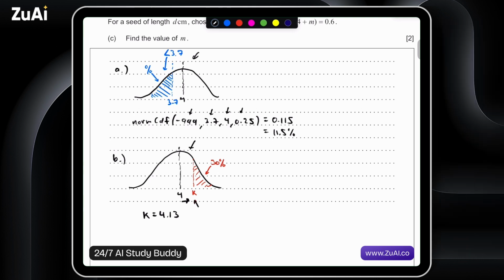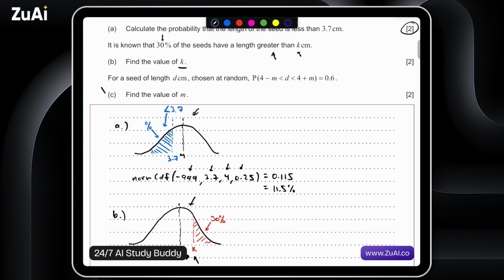This is already processed, but I'll write this out as well. Inverse normal, and then we put the area that we want to sweep through, in this case the mean and the standard deviation, and that gave us a value of 4.13. Okay.